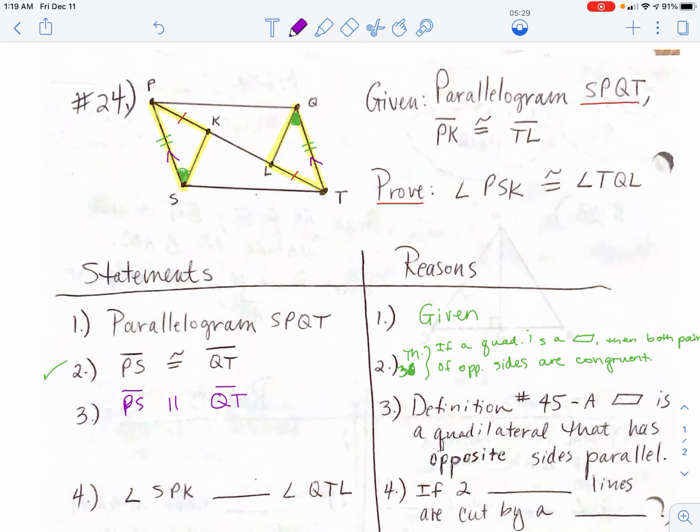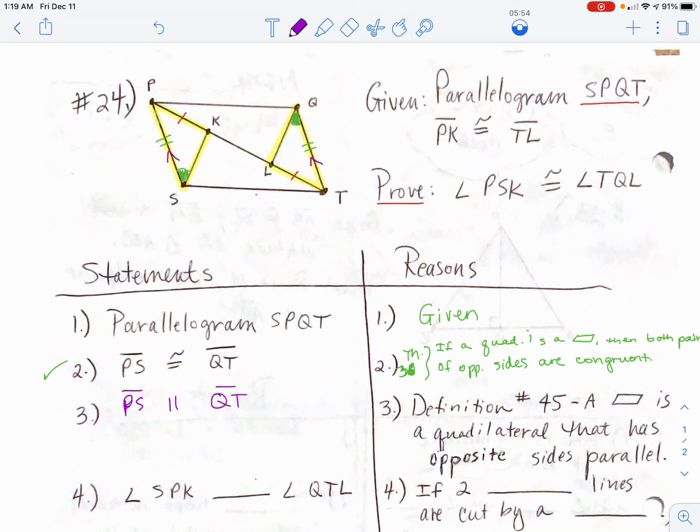Now, why does that help us? Why do I need to know about those being parallel? Well, remember what we know about parallel lines. We studied a lot about having parallel lines, something like this, and you have a transversal coming through, right? And it creates all kinds of special angles. Well, we have that going on even in our parallelogram. So let's look here.